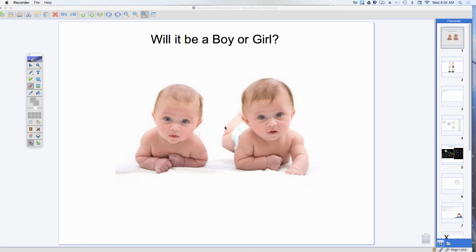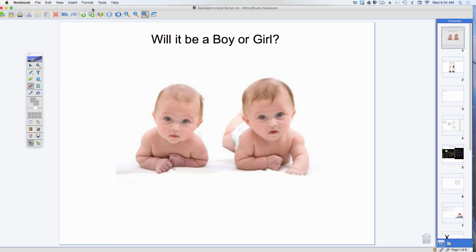Okay, well, today's discussion is a continuation of the biology of genetics, and we're going to focus specifically on sex determination. And so we want to ask the question, will a child be a girl or a boy? And what is the genetic pattern that determines the sex of the child? And so basically we are going to be looking at sex determining chromosomes.